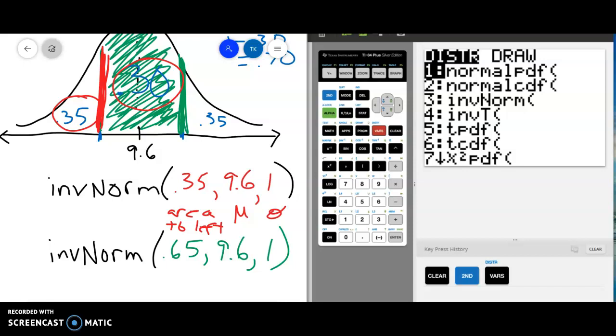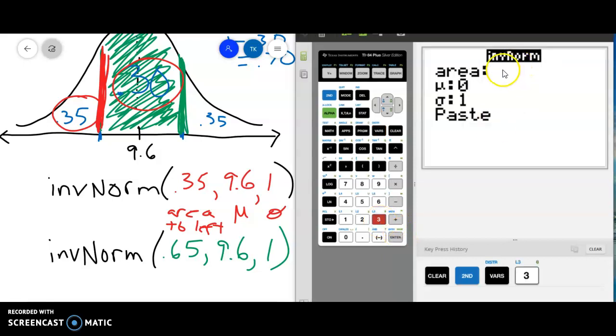Okay, so how do we put that in the calculator? I'm going to go down to inverse norm. Now, your screen may or may not look like this. It depends on the operating system of your calculator. Yours might just come to a screen that says inverse norm with the parentheses. Then you just have to type in, just like I have on my whiteboard, each of these numbers separated by a comma and then push enter. This operating system, a newer version of the calculator, directly tells you these are the 3 numbers that it needs, okay?